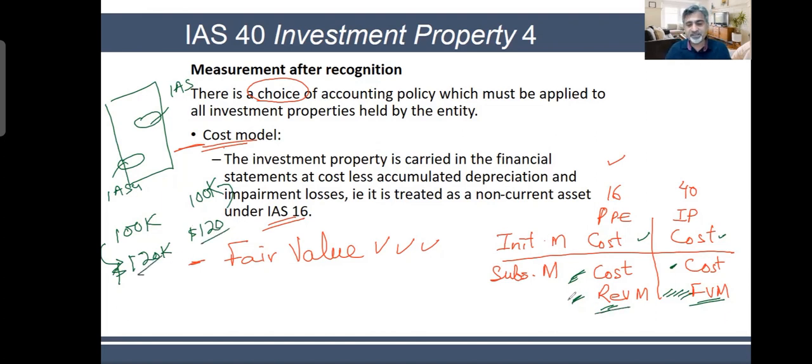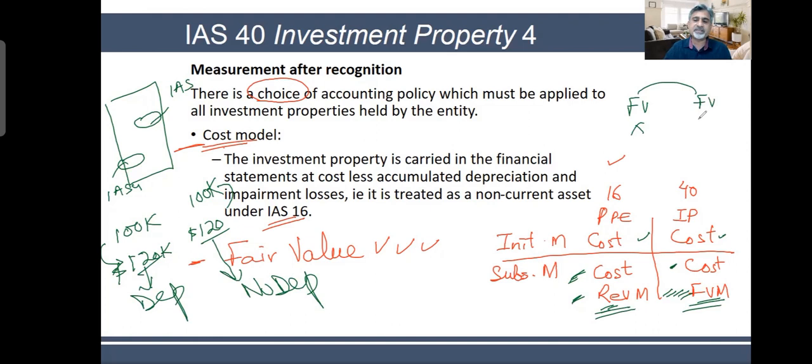But the difference is that in the revaluation model, you charge depreciation. In the fair value model, there is no depreciation. So remember that when you are valuing some asset on the fair value model, you do not calculate depreciation for that. Instead, what you do is you have your fair value in this year, and then you get the fair value in the next year. And if there is any decrease or increase in the fair value, that is considered as gain and loss. So fair value will be compared with fair value. You do not do depreciation.